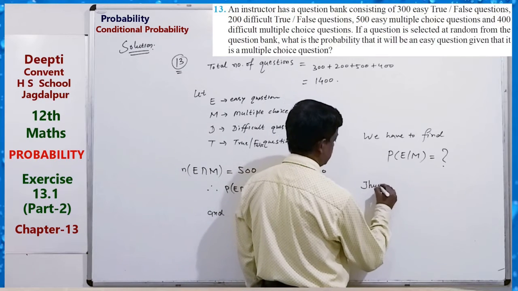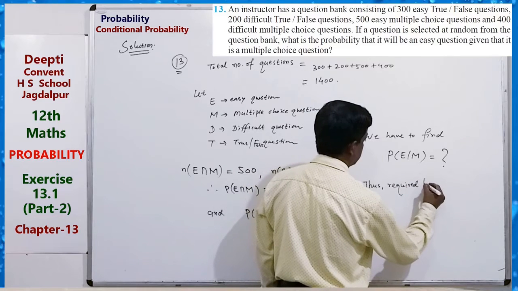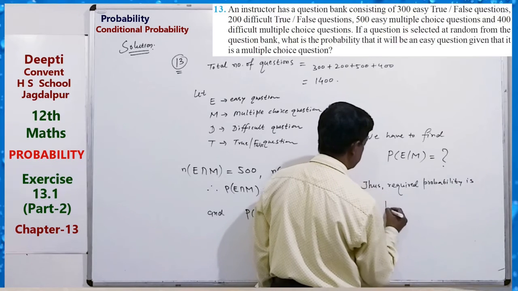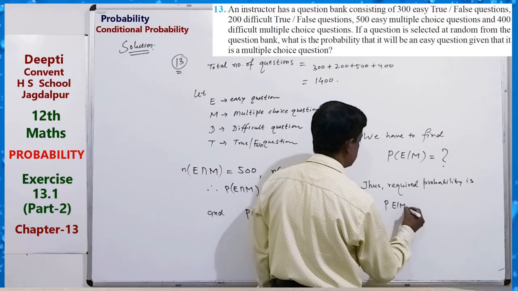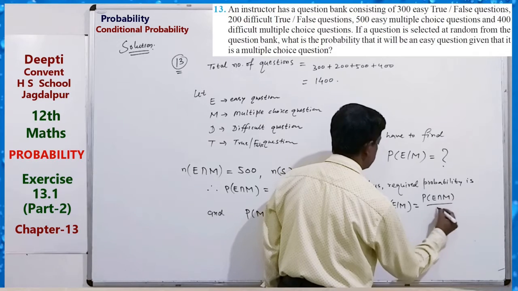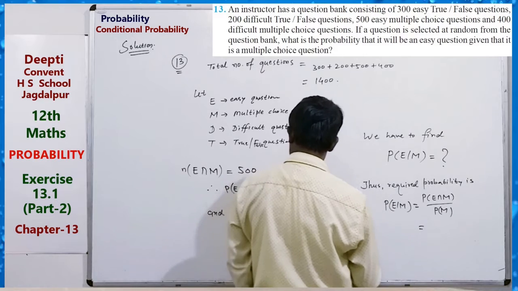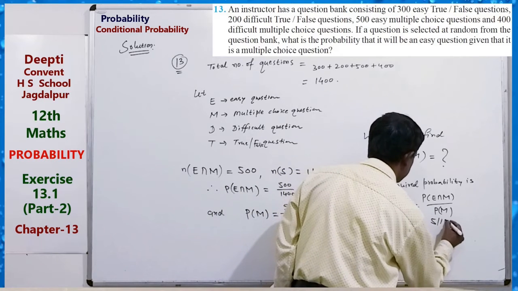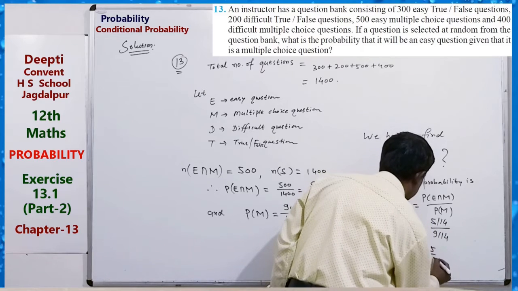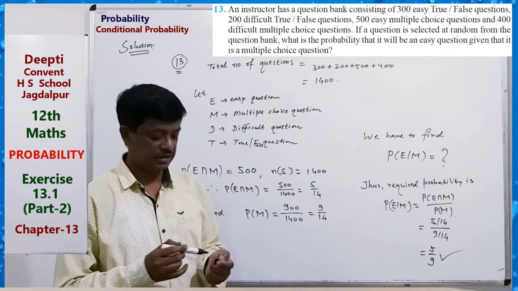Thus, using the formula, the required probability is P(E given M) equals P(E intersection M) by P(M). Just put the values here: 5 by 14 upon 9 by 14, so equals 5 by 9. So this is the answer of question 13.